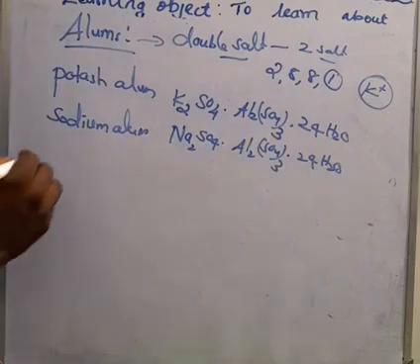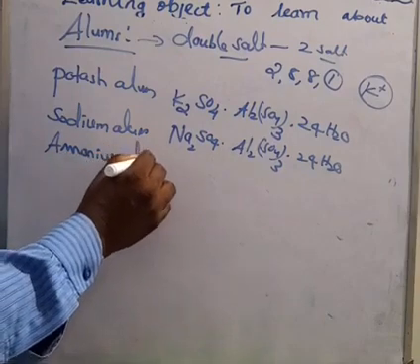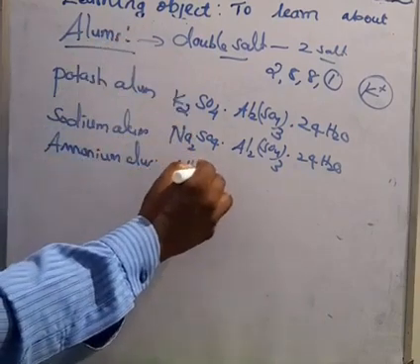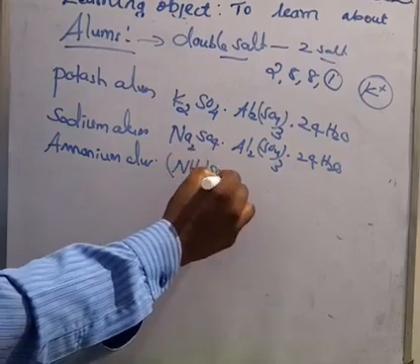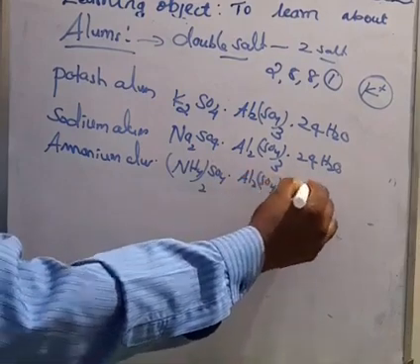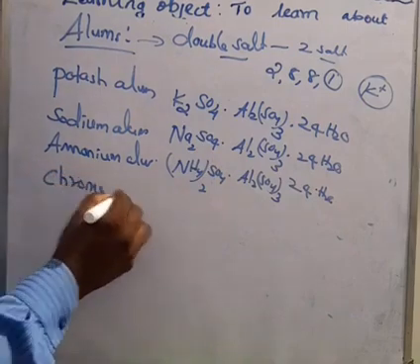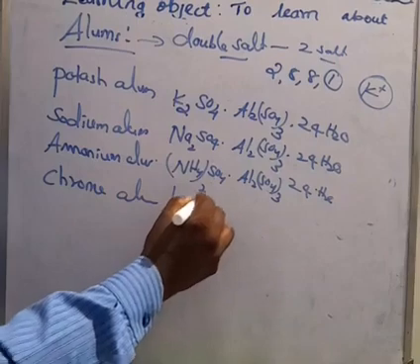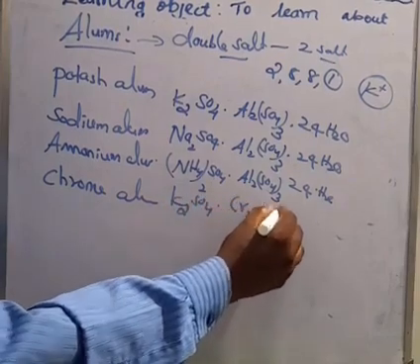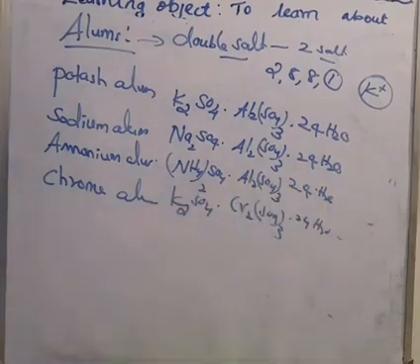Next we are taking ammonium alum, where the sodium is replaced by ammonium. So what is the formula? (NH4)2SO4.Al2(SO4)3.24H2O. Okay, next the chrome alum. Chrome alum means we take potassium sulfate and Cr2(SO4)3.24H2O. So what are the alums here? Example 4 alums: potash alum, sodium alum, ammonium alum and chrome alum.